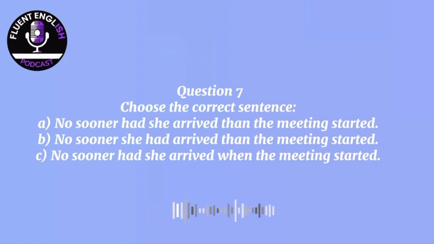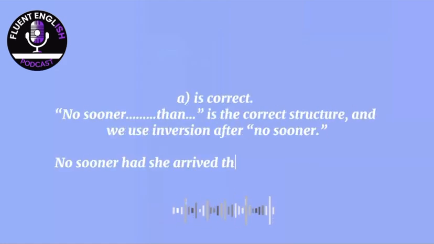Question 7. Choose the correct sentence. A. No sooner had she arrived than the meeting started. B. No sooner she had arrived than the meeting started. C. No sooner had she arrived when the meeting started. A is correct. No sooner than is the correct structure, and we use inversion after no sooner. No sooner had she arrived than the meeting started.